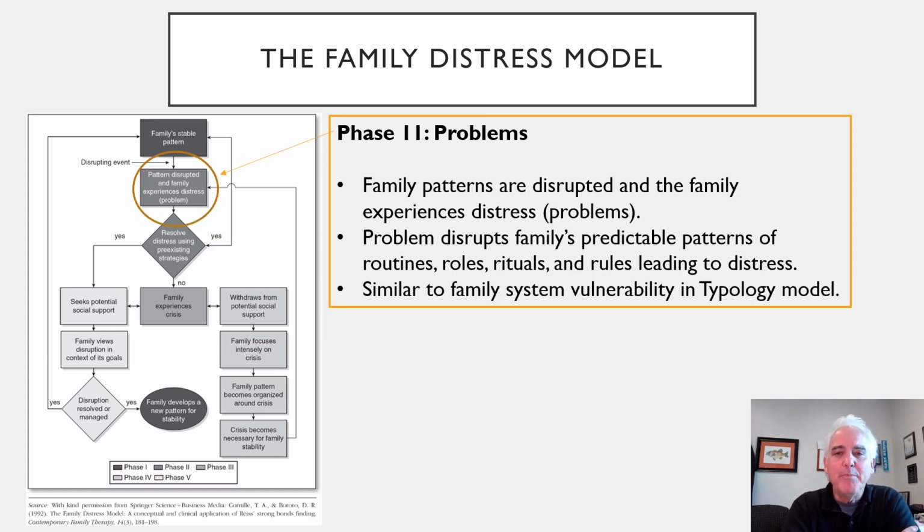So the family patterns are disrupted, the family experiences distress, and the problem disrupts the family's traditional or predictable patterns of routines, of roles, rituals, and rules, right? And that leads the system, the family system, to becoming vulnerable, which is what the typology model taught us. So let's move on to the next slide then to see a little bit more about how these problems impact the family.